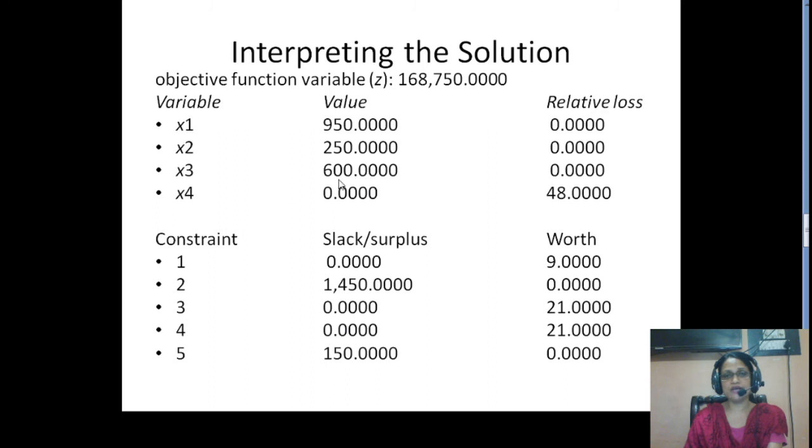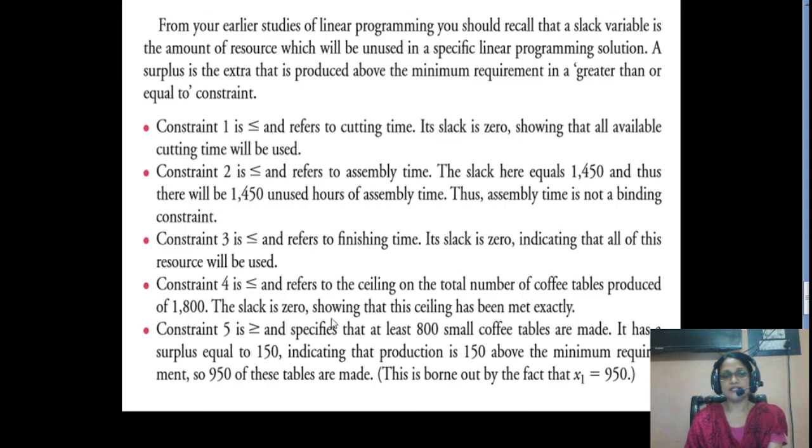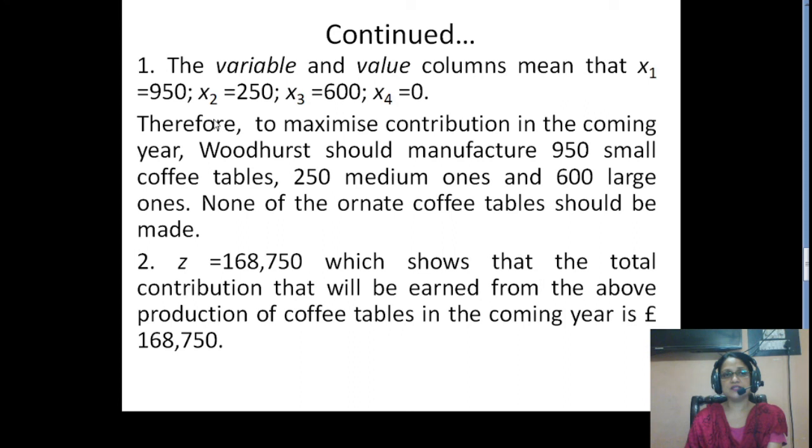So we don't have any surplus or slack in case of the finishing time, because slack is again 0. Now let us understand what inequality 4 says. Constraint 4 refers to the ceiling on the total number of coffee tables produced, that is equal to 1800. The slack is 0, showing that this ceiling has been met exactly, right? So if you add 950 plus 250 plus 600, you will get the same figure, right?